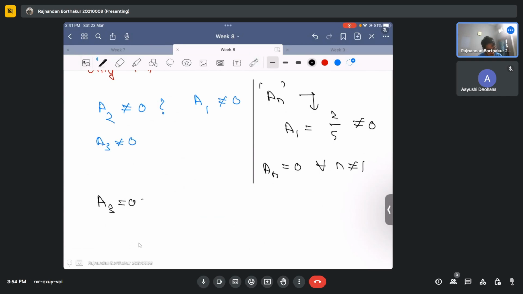Is this clear or not? With a1 equal to 2 by 5. So is this clear or not? I hope this is clear.